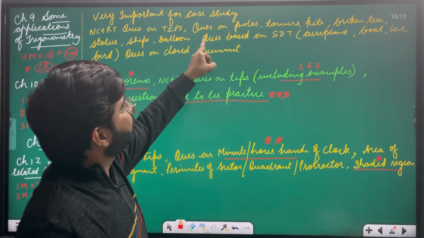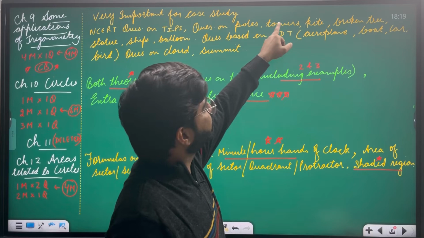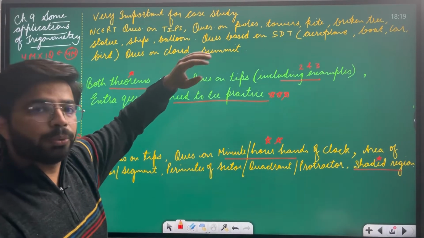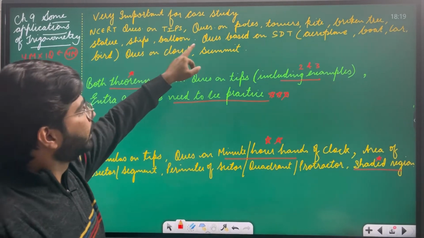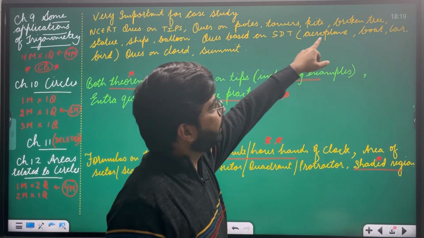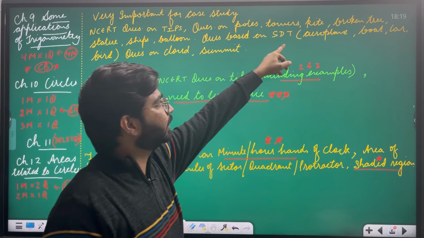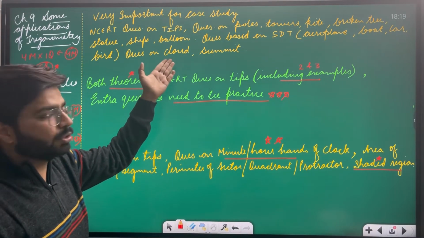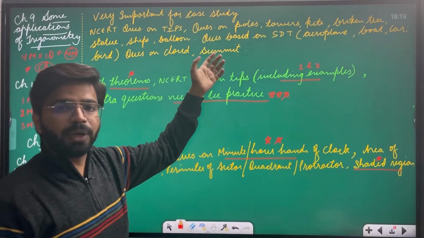Now questions on pole, stars, kite, broken tree, statue, ships, balloon. So questions can be made easily on this for a case study. Now questions based on aeroplane, boat, car, speed, distance, time questions, bird, especially the question on cloud and summit, that mountain one question.